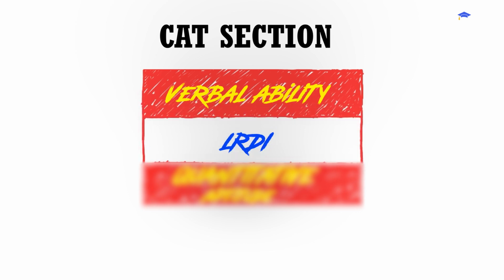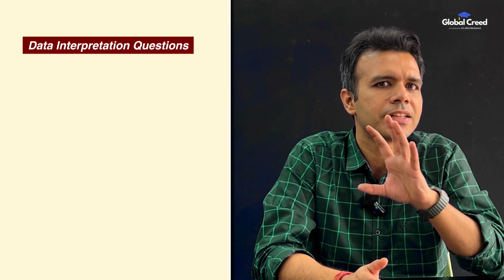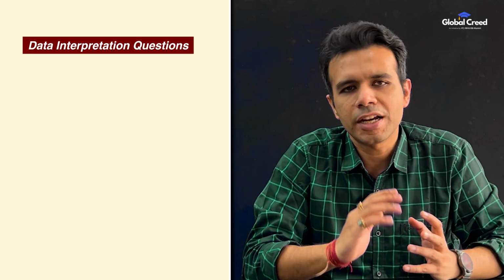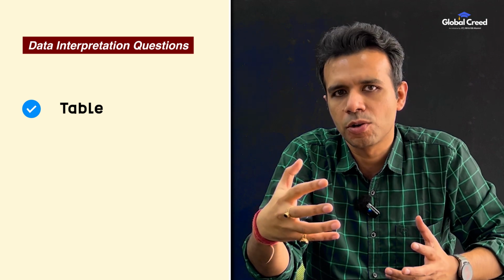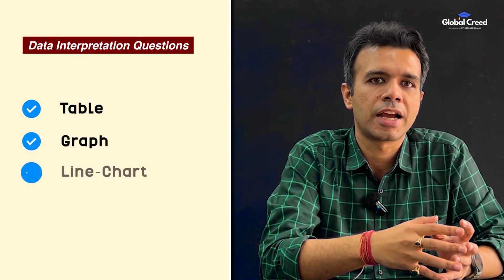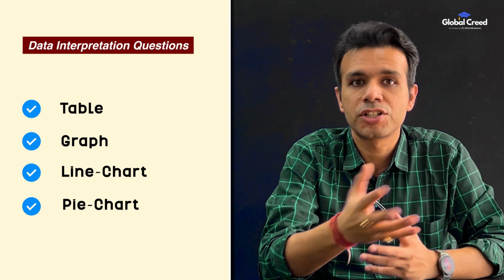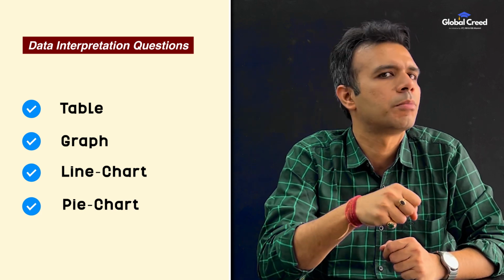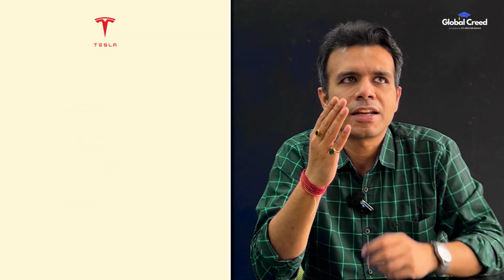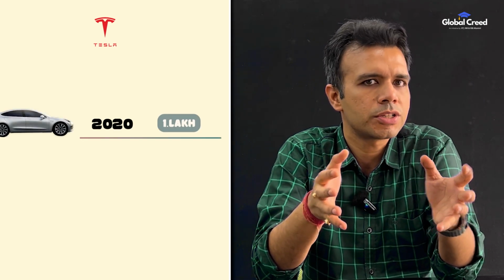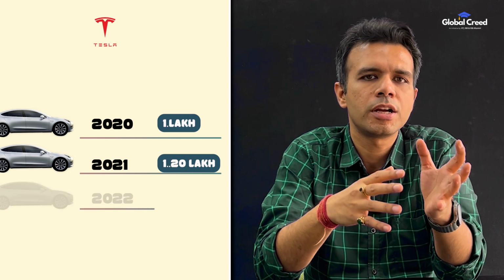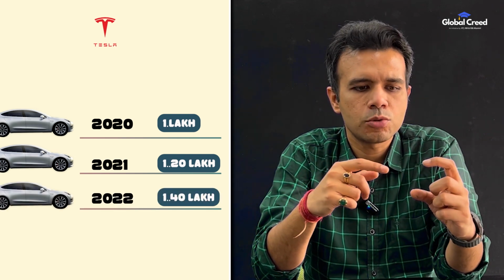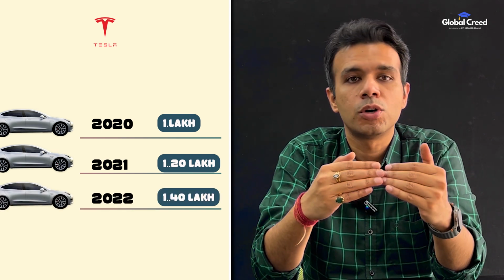Second section, as we discussed, is LRDI. LRDI is logical reasoning and data interpretation. Let's first understand the data interpretation part of it. So in data interpretation, you will get questions जो कि आपको टेबल की फॉर्म में कुछ डेटा दिया होगा या ग्राफ की फॉर्म में होगा या लाइन चार्ट की फॉर्म में होगा या पाई चार्ट की फॉर्म में होगा and you have to deduce some answers of it. For example, they will say कि टेस्ला की sales in 2020 was 100,000 cars. 2021 में 120,000 हो गई, 2022 में 140,000 हो गई. And then they will ask you कि 2020 से 22 तक what is the increase in sales?